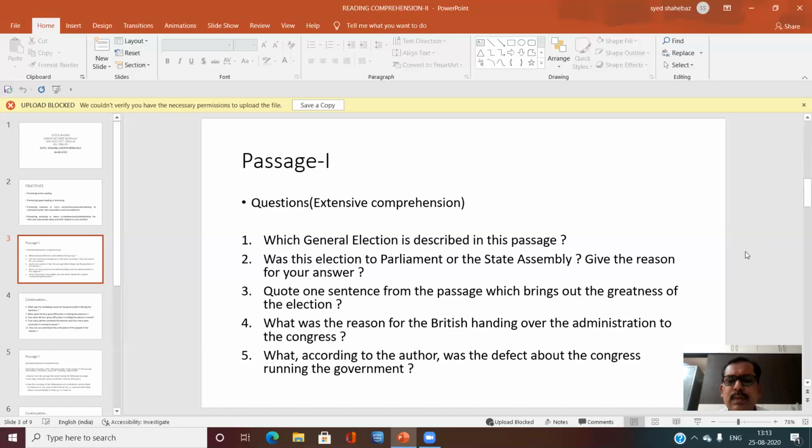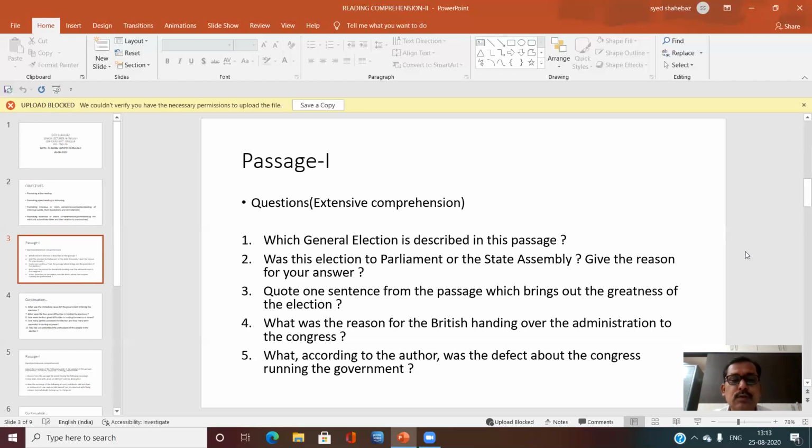Third question, quote one sentence from the passage which brings out the greatness of the election. The answer is: never before in any time or clime were elections held on such a gigantic scale. So it shows the greatness of the first elections in India. These elections were held on a gigantic scale, on a large scale, and never before in any time or clime were elections held on such a gigantic scale.